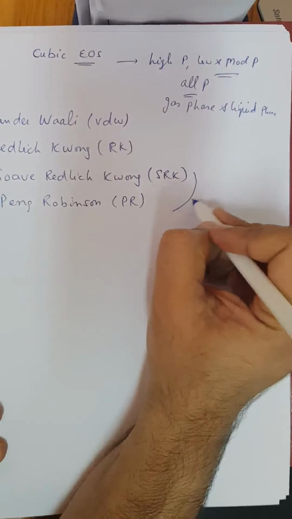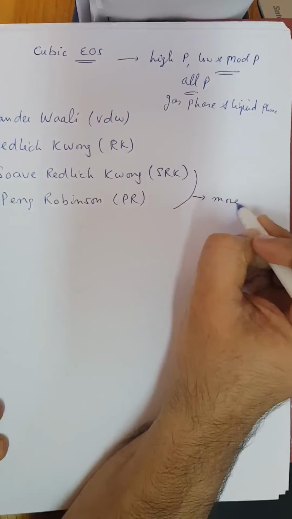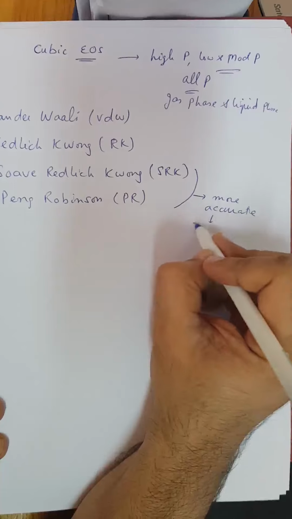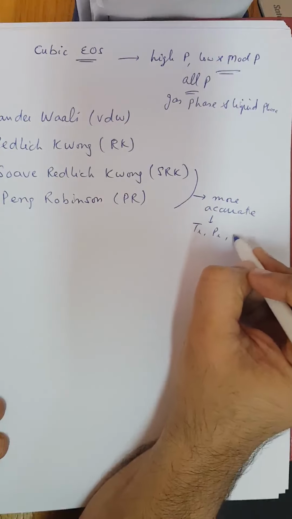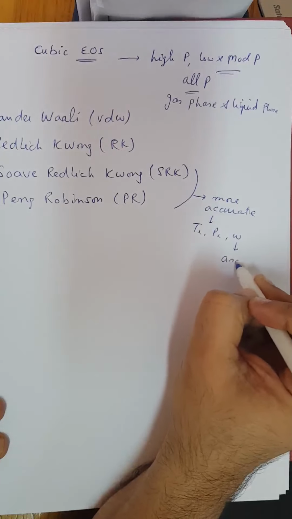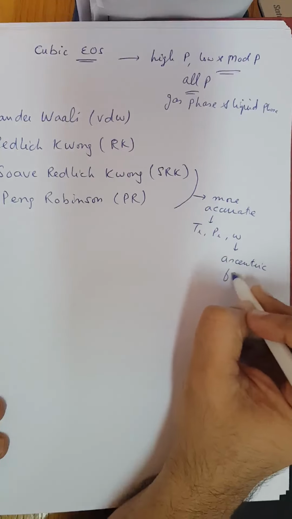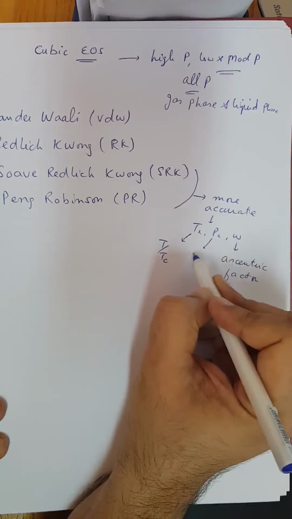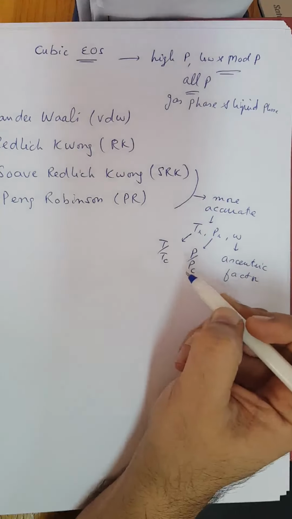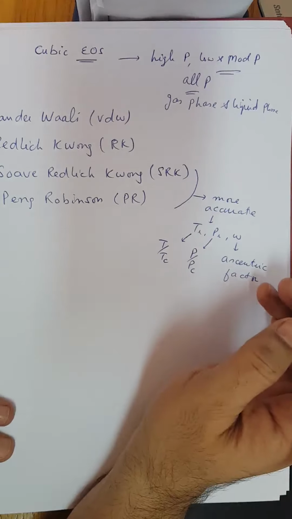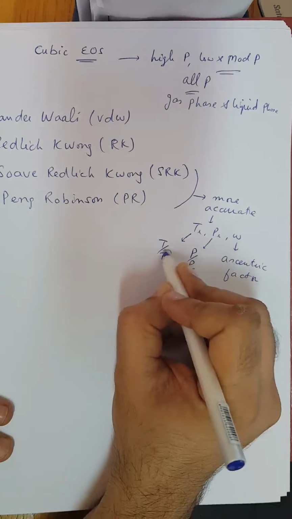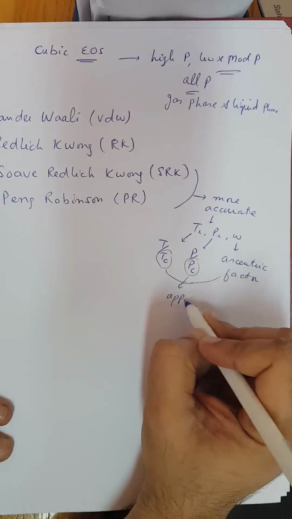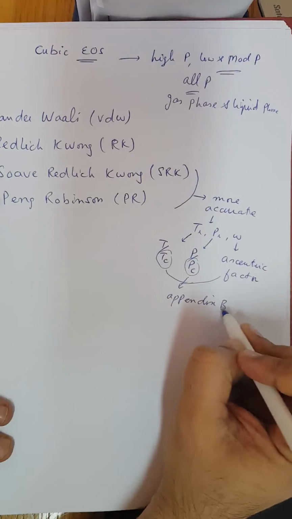So these two equations are more accurate, because they depend upon three parameters: TR, PR, and omega. Omega is the acentric factor. This is TR, T over TC, and this is PR, P over PC, where TC and PC are the critical temperature and critical pressure, and you can easily find them from Appendix B. Omega is also from Appendix B.